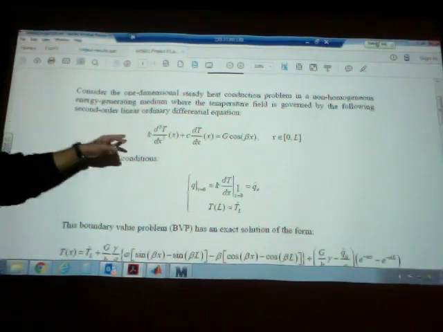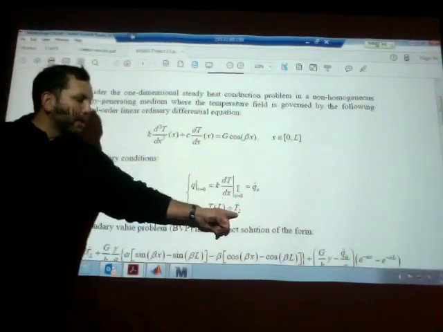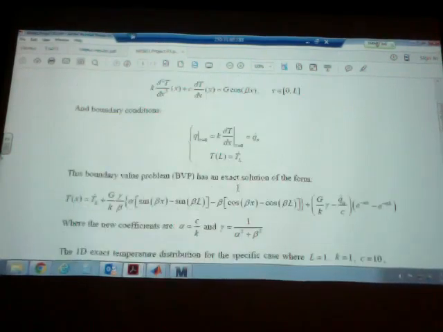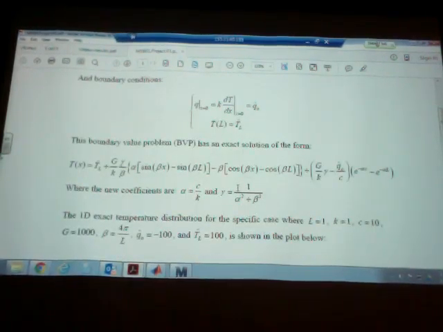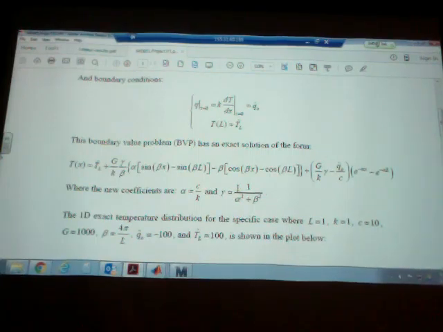So I'll give you these 3 values, K, C, and G. I'll also give you L, obviously. I'll give you the Q at 0, and I'll give you TL at 0. It's just that the exact solution would have looked a lot longer had I actually put in the C's and the K's and everything else in there. So I just had space for one line. So I defined this alpha and this gamma.